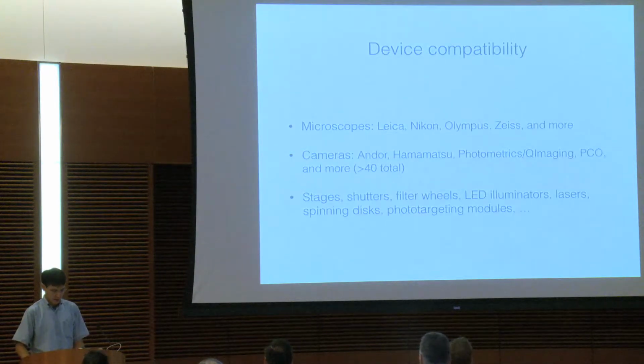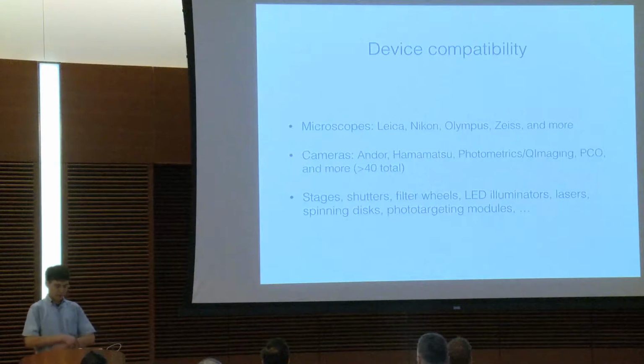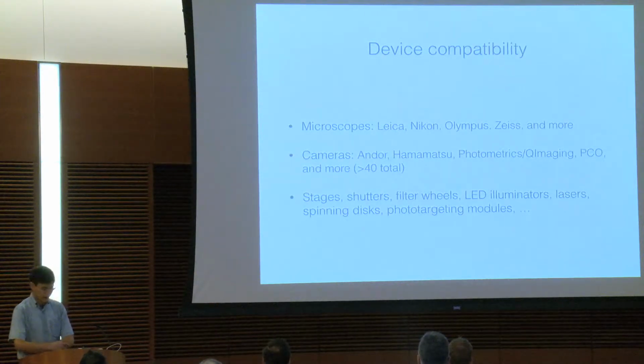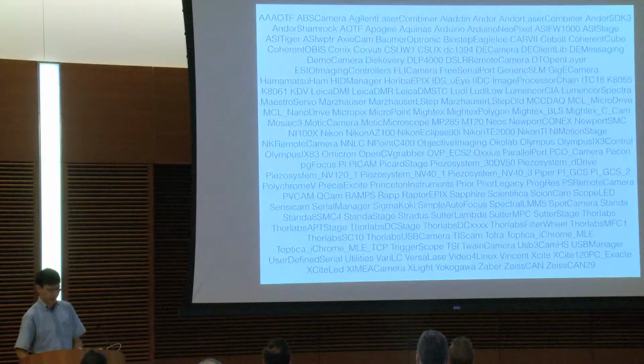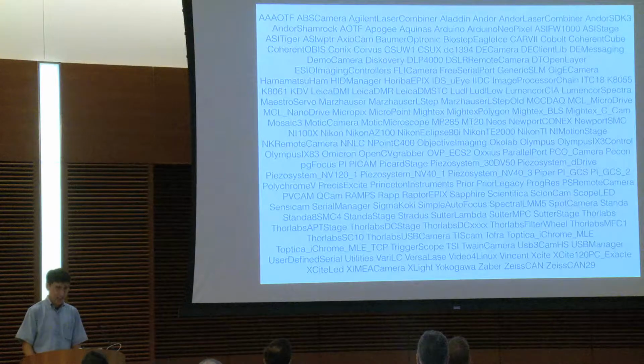We can drive microscopes from all of the big microscope companies like Nikon, Olympus, and Zeiss, and others. We can control more than 40 scientific cameras, including the major ones, but also a lot of other ones. And we control lots of devices, stages, shutters, filter wheels, LEDs, lasers, spinning disks, photo-targeting modules, spatial light modulators, etc. And the full list is really becoming really large.